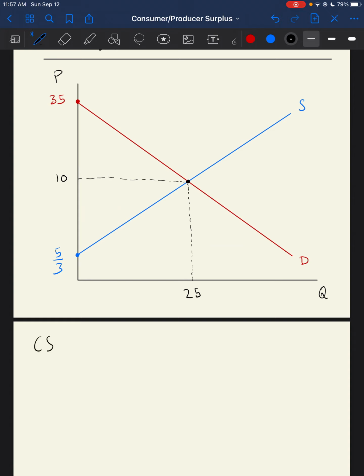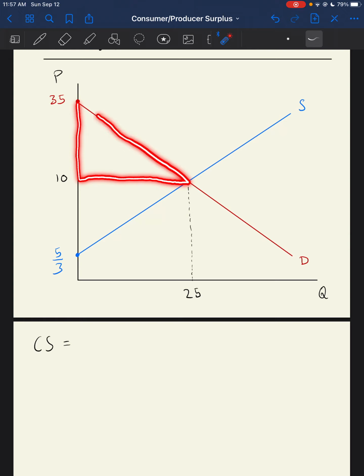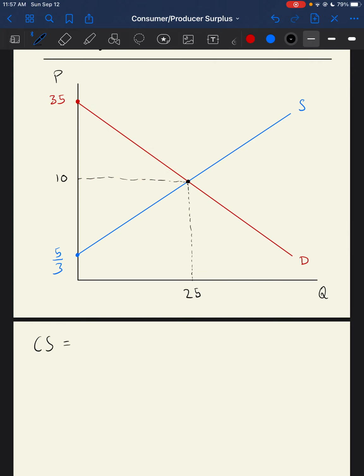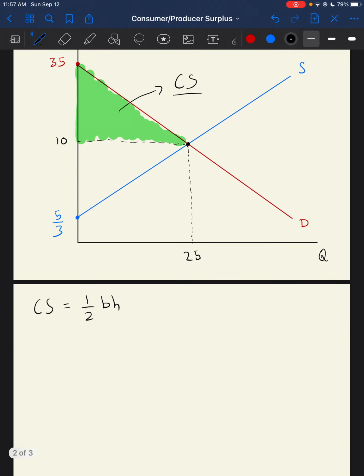So I want to find the consumer surplus, and we know that consumer surplus is just the area. Okay, let's depict it again. It is the area of this top triangle, right? Let's also highlight it very roughly. It's going to be the area of this top triangle. So consumer surplus is equal to 1/2 base times height.